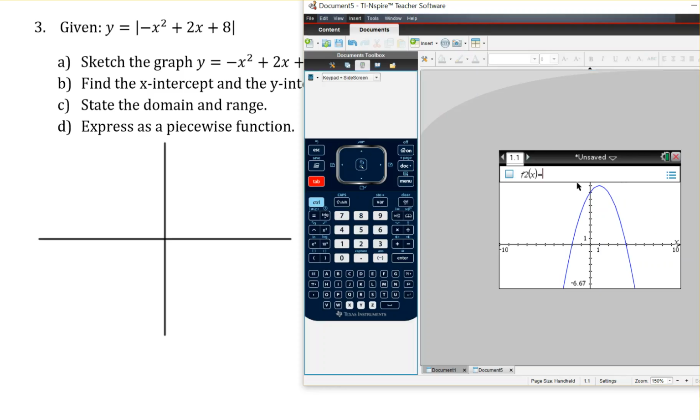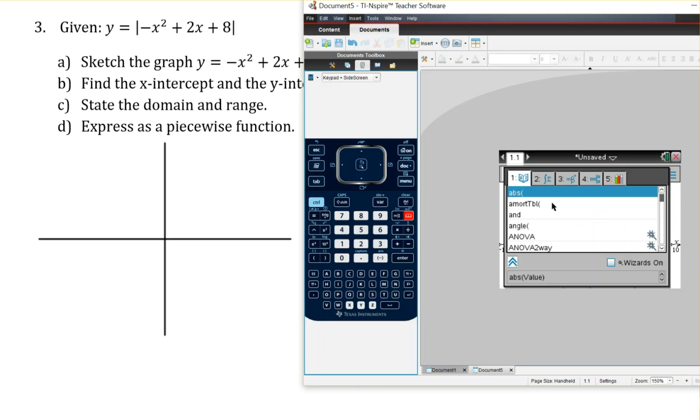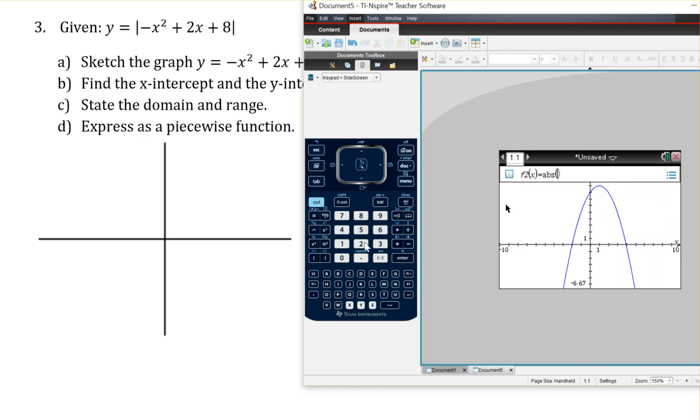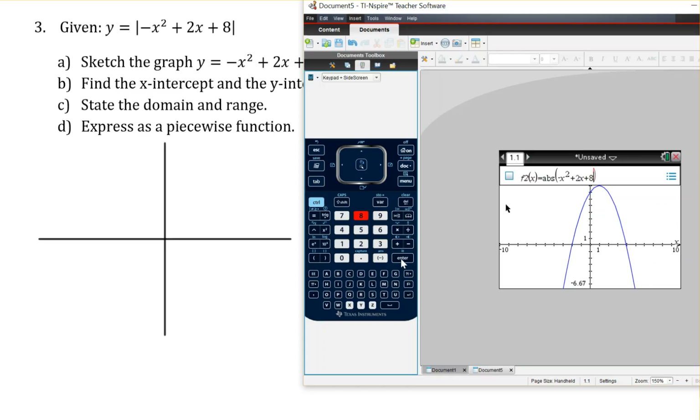So I'm going to go back and hit tab to open up a new equation bar, and then I'm going to push the button for the absolute value. And now we're going to do the same: negative x squared plus 2x plus 8. Enter. And you can see we get that Wu-Tang symbol again.